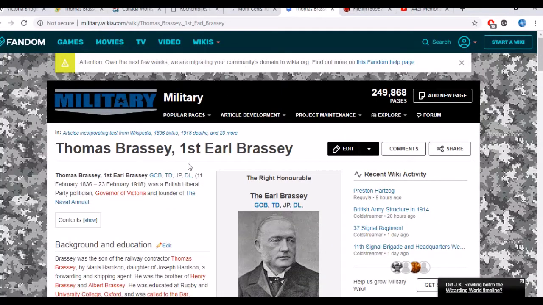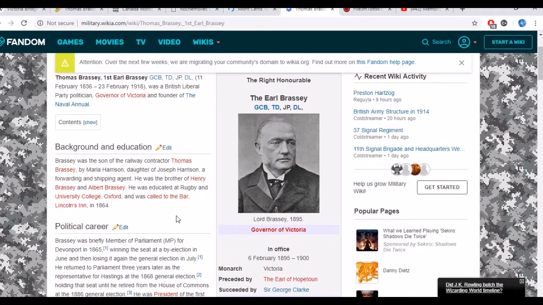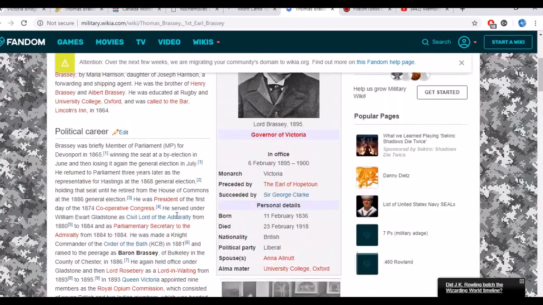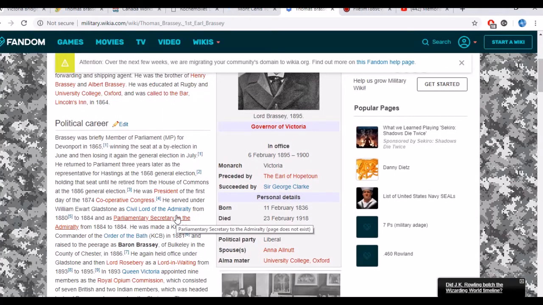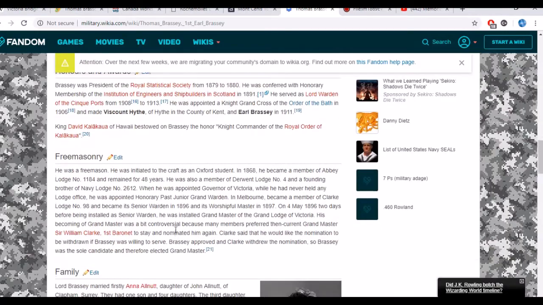Second Thomas Brassey. So this is the son. He was a British Liberal Party politician, the Governor of Victoria and the founder of the Navy Annual. This guy was, you know, they're just families of complete brilliance. Not only the father, but all the children, and the women all marry well, and everybody does really well for themselves and has lots of nice houses, and their children go to nice schools, and they all do well as well. And why? Because they are like our chap here.